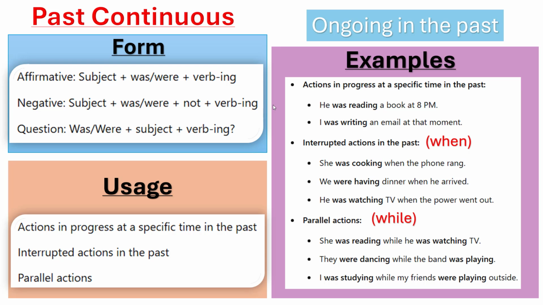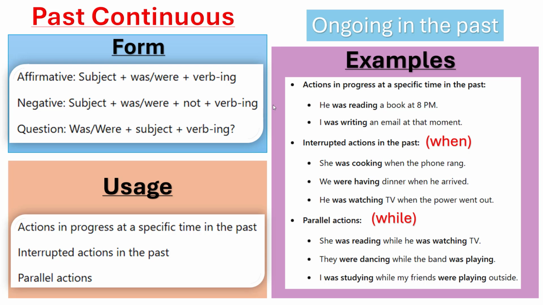The examples. First thing, we have actions in progress at a specific time in the past. So we have he was reading a book at 8 p.m. So at 8 p.m. in the past he was reading a book. So at this moment, at 8 p.m. in the past, he was ongoing, he was continuously reading a book. I was writing an email at that moment. So at that moment in the past, I was continuously, ongoing, writing an email.